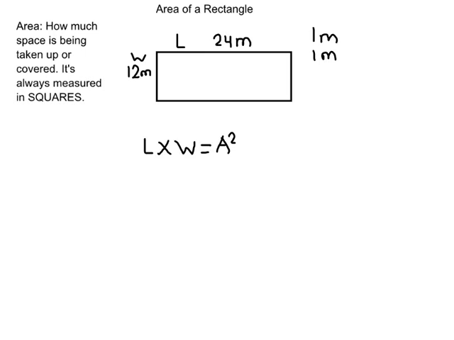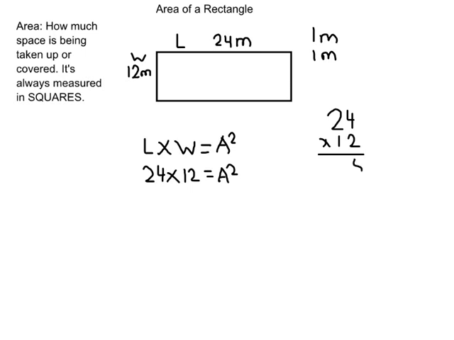So here we have our length is 24 meters, and we have to multiply it by 12 meters, and this is going to figure out our area in meters squared. All right, so now we have to do a 2 by 2 digit multiplication. So we go 24 times 12.